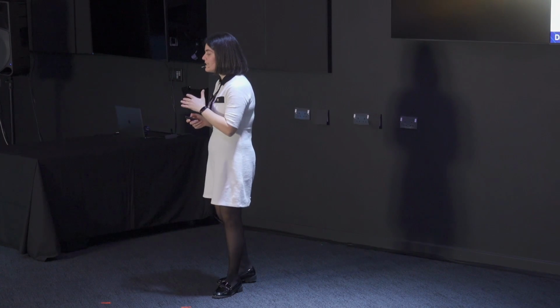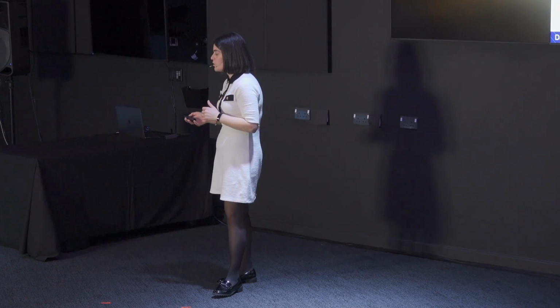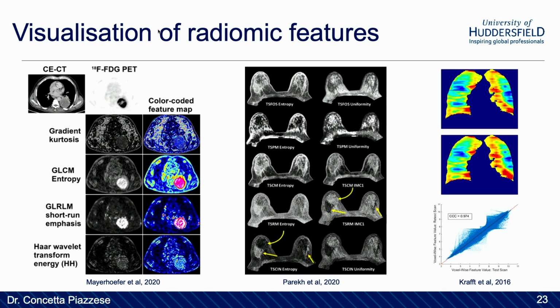But the great thing about this type of information is that we can also represent it. So on the screen, we see some great examples of how we can actually visualize this type of information. And this information can really highlight stuff or regions where something is happening but is not really visible in my original image.